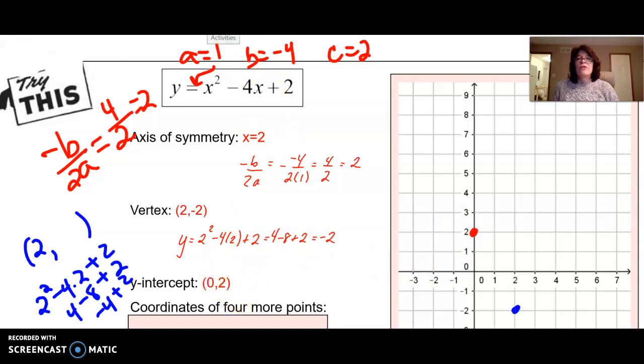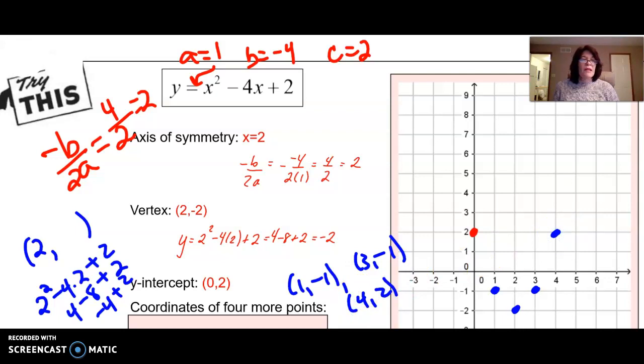And let's find some more coordinates. Let's see. A is 1. So I'm just going to go up 1 over 1, up 1 over 1. So the points 1, -1, the points 3, -1. I can translate this 2 over here to 4, 2.